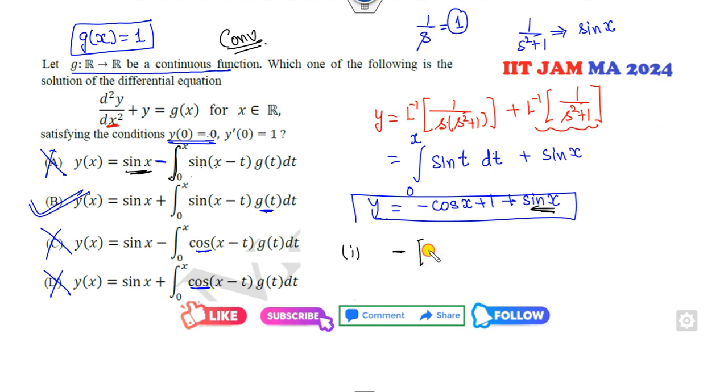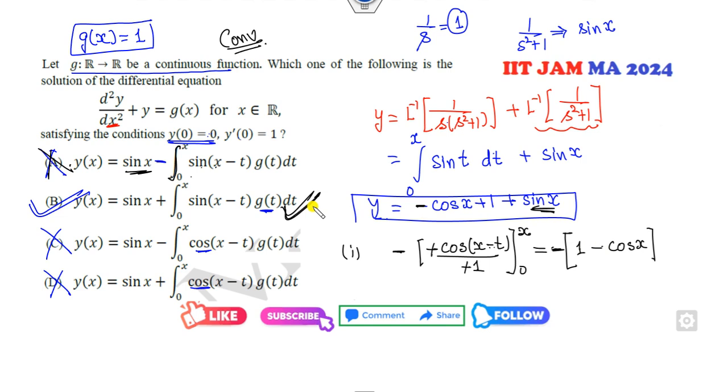The sine integration will be minus cos of x minus t, and with respect to t it is minus 1, from 0 to x. So what is the integration of this? When you substitute x, it is minus, 1 minus cos x. You can see that it's a minus 1 plus cos x, but we need a minus cos x plus 1. So the first option is cancelled. You can see the second option is the correct answer of the problem.